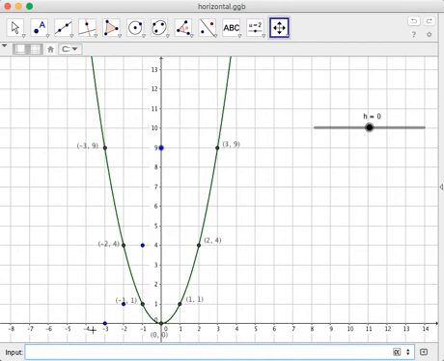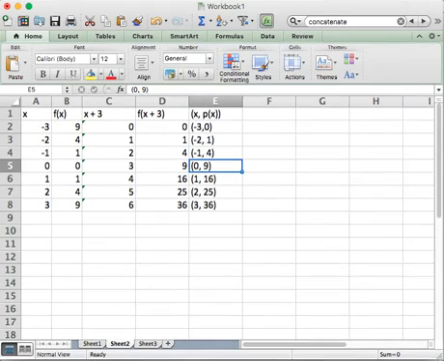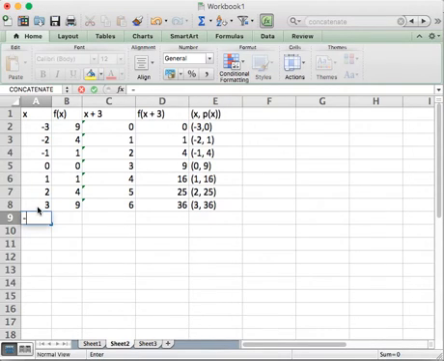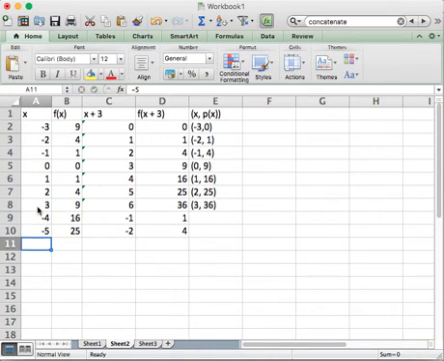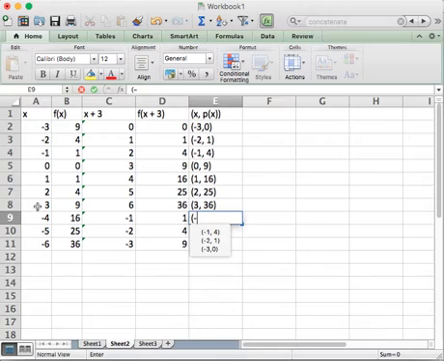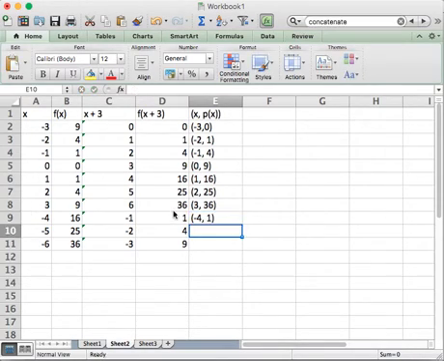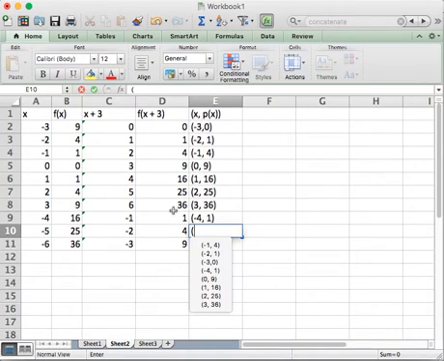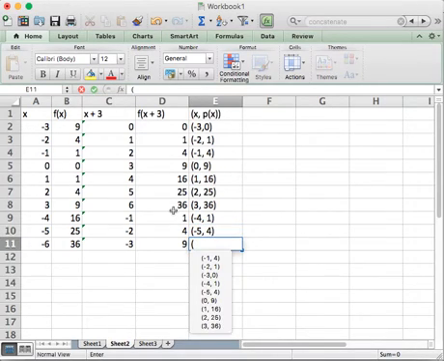Tingnan natin sa negative 4. Ano ba ang coordinates ng negative 4? Pwede tayo mag-add dito. Negative 4. Okay, nakita nyo? Automatic na in-add na ng Excel. Pati negative 5 na, tsaka negative 6. Okay, so, magiging negative 4, ang y natin ay 1. Negative 4, 1. Then negative 5, 4. And negative 6, 9.